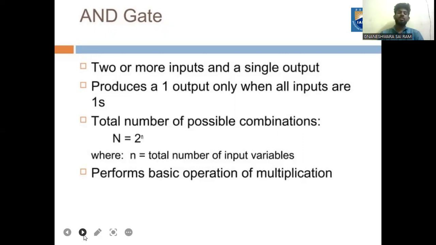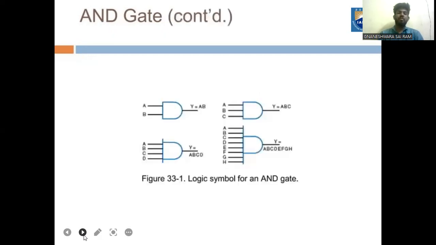The total number of possible combinations is equal to 2 to the power n, where n is the total number of input variables. It performs the basic operation of multiplication. And these are some AND gates. The first one is a two terminal AND gate, the second is a three terminal AND gate, the third is a four terminal AND gate, and so on. If we input A and B as inputs to an AND gate, the output will be A dot B.